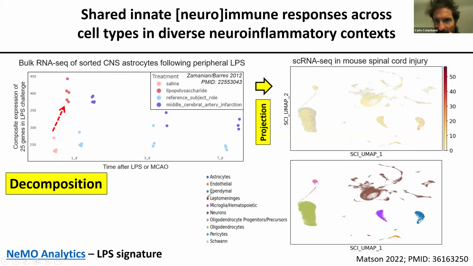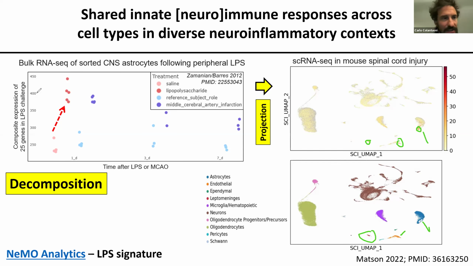This is one more. A single cell study in mouse spinal cord injury. When we project this LPS signature into that, there's some little pieces on this map. You can see there's little highlights here. This is the astrocytes. These down here are endothelial cells. And these, I believe, are the leptomeningeal cells down there.